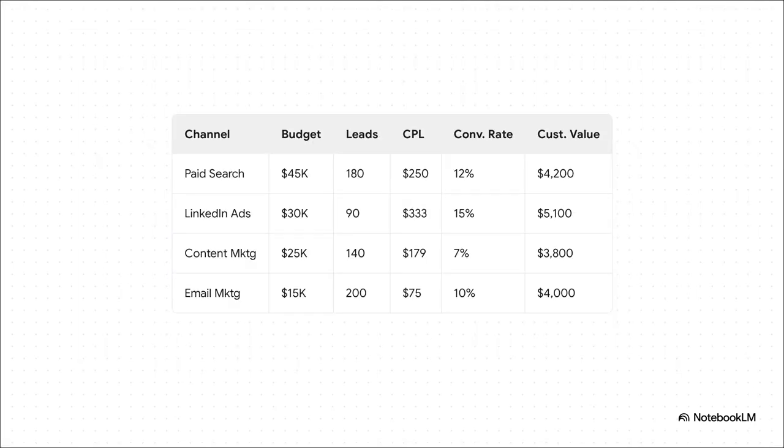Okay, let's get practical for a second. Take a look at this table. It's pretty standard stuff, right? We've got our channels, our budget, how many leads we got, cost per lead, the usual. Now, if you just glanced at this, you'd probably think, wow, email marketing is crushing it with that super low cost per lead. And man, LinkedIn looks expensive. But that's only looking at the surface.